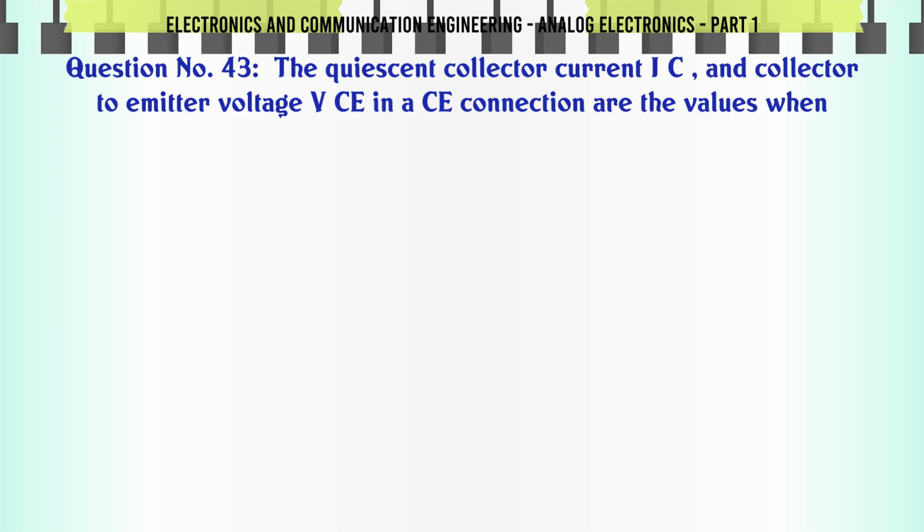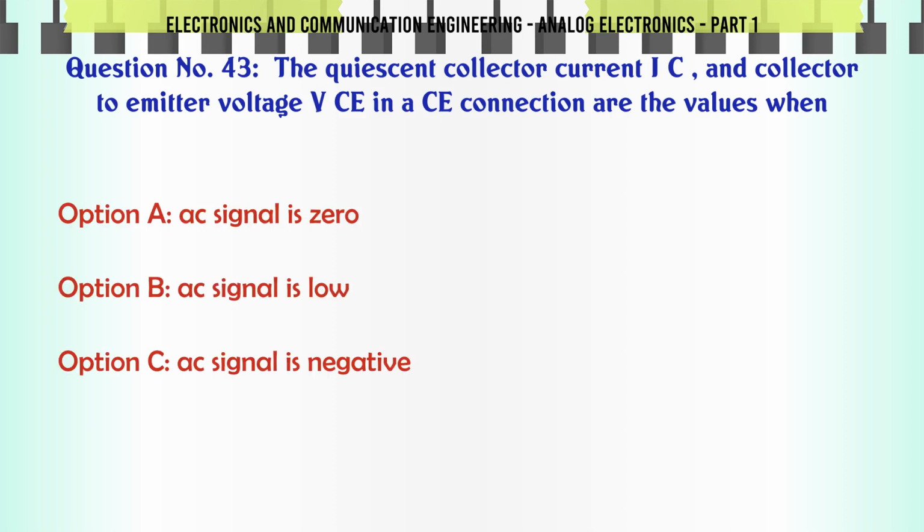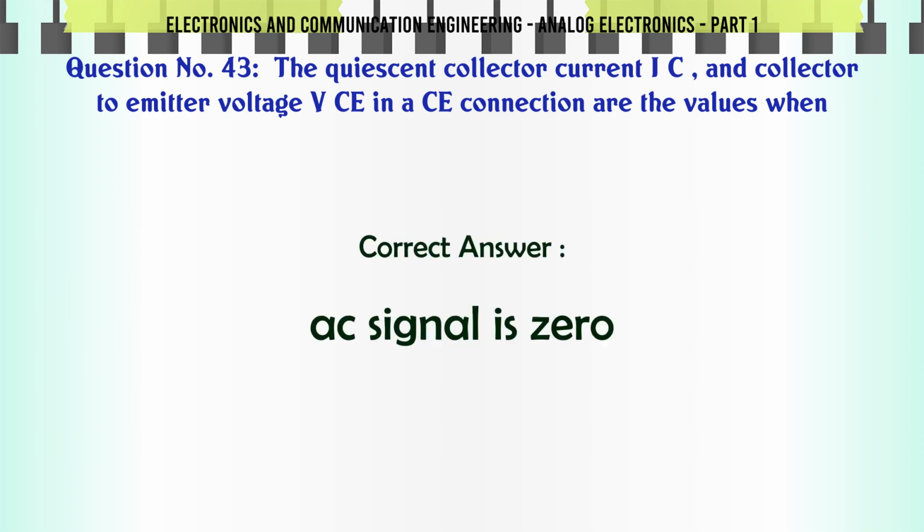The quiescent collector current IC and collector to emitter voltage VCE in a CE connection are the values when A. AC signal is 0, B. AC signal is low, C. AC signal is negative, D. either A or B. The correct answer is AC signal is 0.